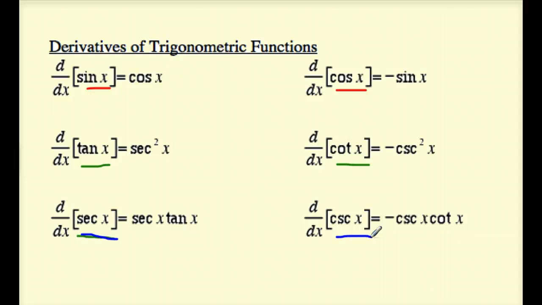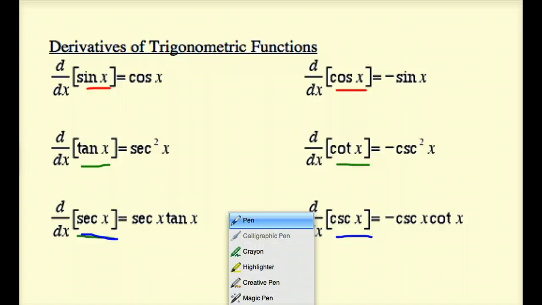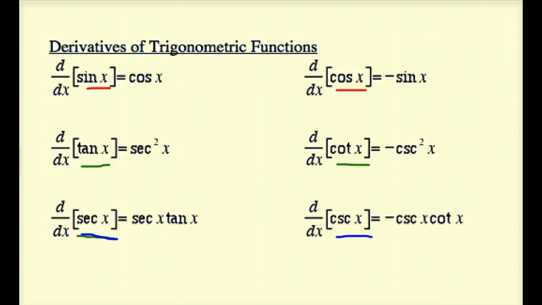But I want you to see the pattern. So if you take a look, if I pull up my highlighter, everything that has a c, so cosine, cotangent, and cosecant, all have derivatives that are negative. There's a negative sine, a negative cosecant, and a negative cosecant cotangent. But the other ones, sine, tangent, and secant, which do not start with a c, have positive derivatives. So that's one way to remember which derivatives are negative and which derivatives are positive. So this is something you'll have to commit to memory.